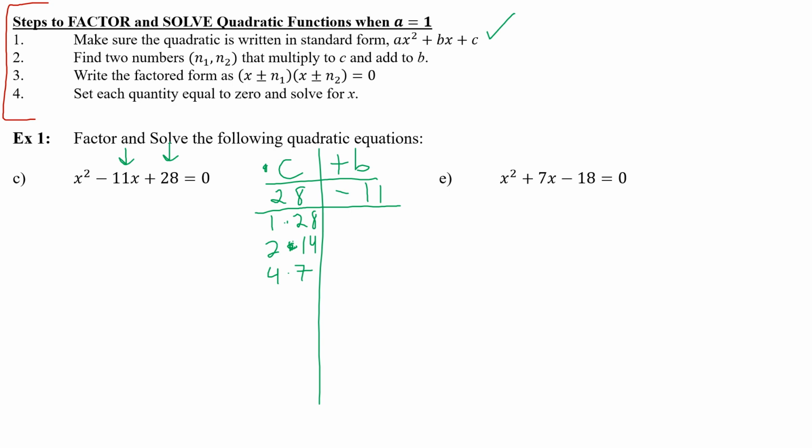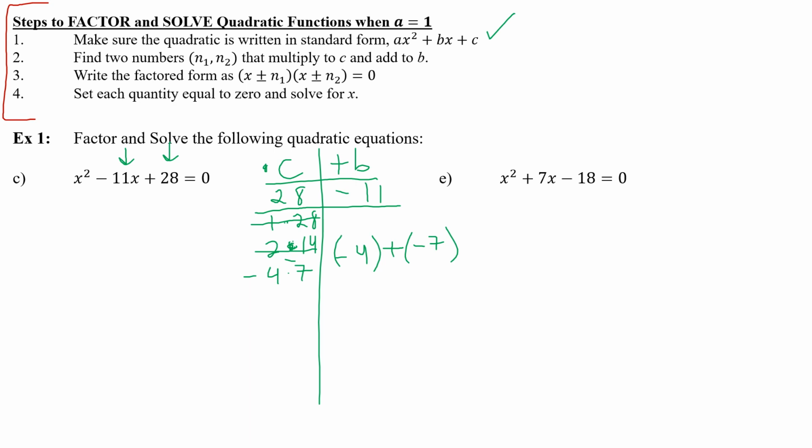Now, 1 and 28 will never give us a sum of negative 11. 2 and 14 will never give us a sum of 11 either, no matter how we change the negatives. 4 and 7 might. If we did negative 4 plus negative 7, we should get a sum of negative 11, which means I have to change the signs over here too. A negative 4 times a negative 7 should give us a positive 28.